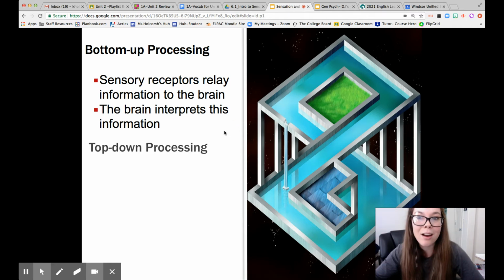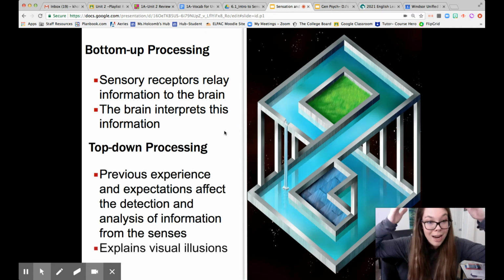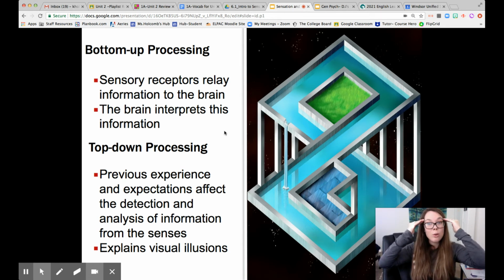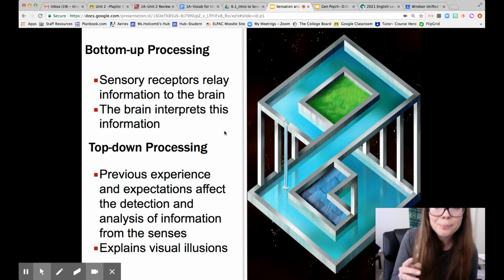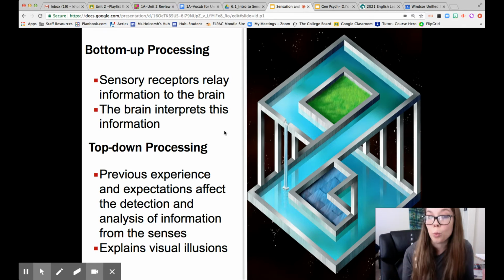And that is where we go from bottom up, which is basics up, to top down. I always think of top down because it starts with our experiences first. It starts with our brain first. So top down processing is where we use previous experiences and expectations of the information to make sense of them. And this is how visual illusions work, okay?